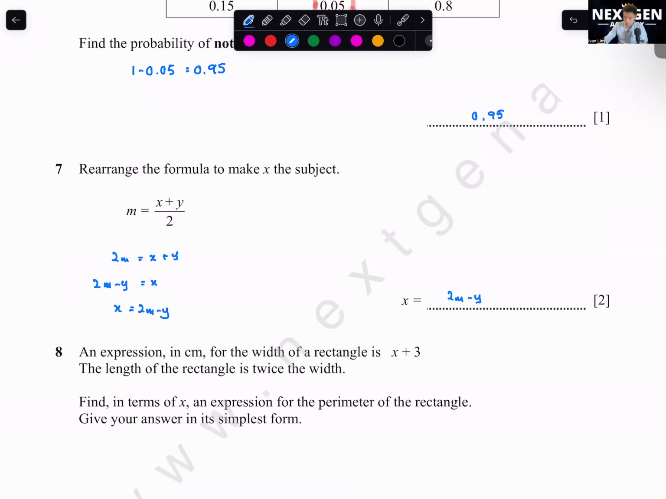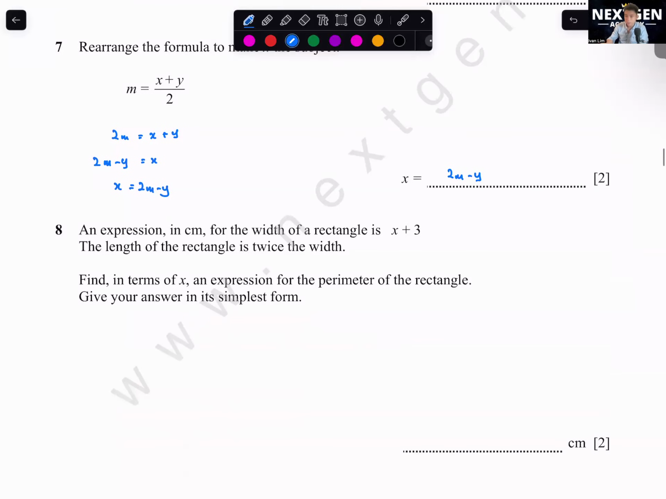Okay, the next one. Number 8. An expression in cm for the width of a rectangle is x plus 3. The length of the rectangle is twice the width. Find, in terms of x, an expression for the perimeter of the rectangle. Give your answer in its simplest form. Okay, shapes, if you can draw it out, always draw it out.